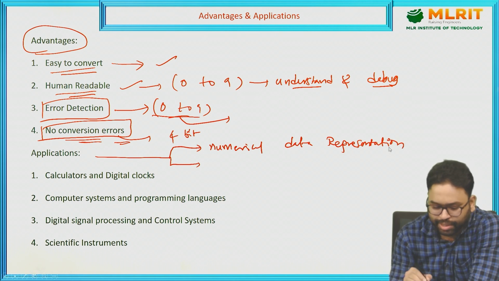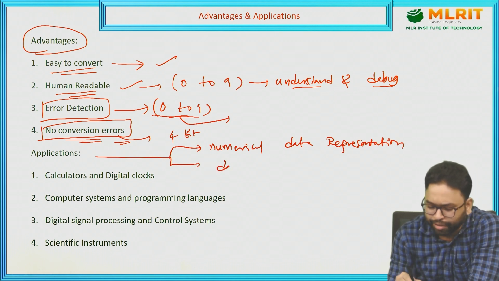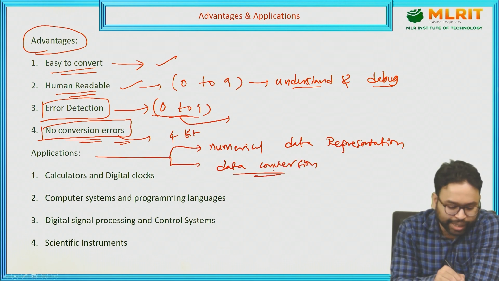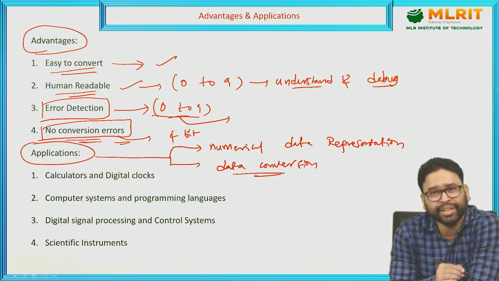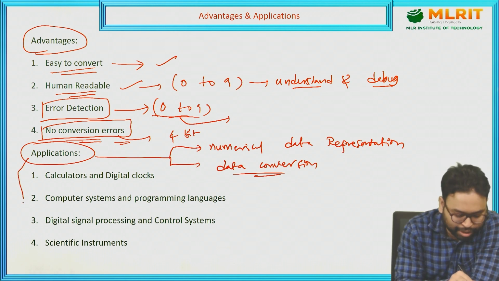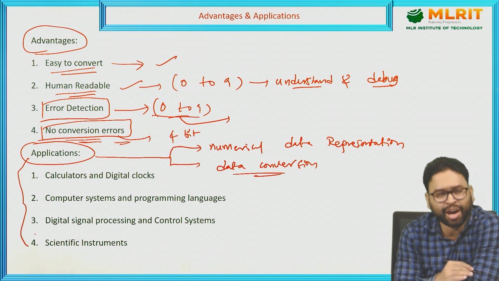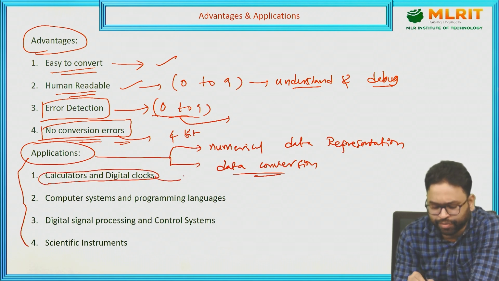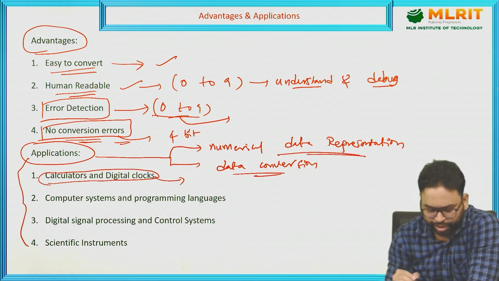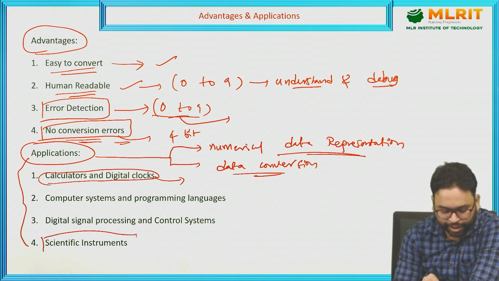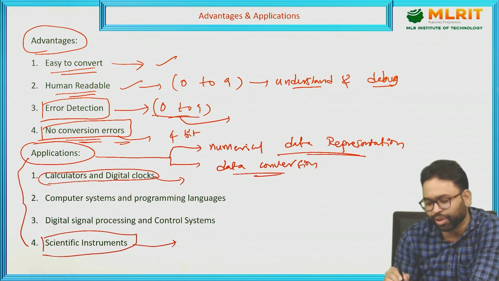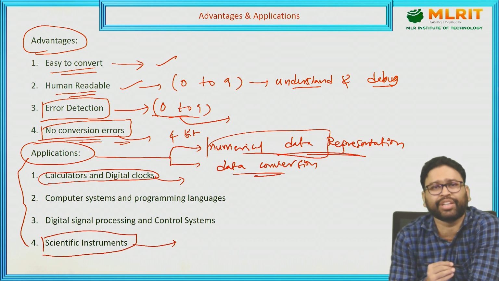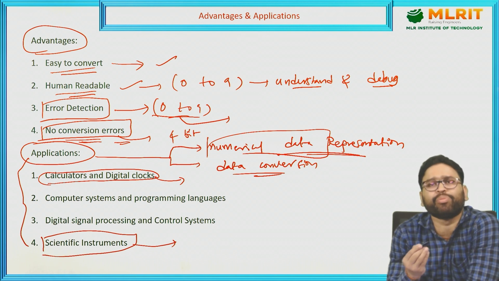Okay, the second one will be data conversion. Depending on these, the BCD code will be applicable in several major applications, and some of them I have represented here. For example, calculators and digital clocks. Here most often we are utilizing it for data representation, as well as scientific instruments. Here also we are majorly utilizing it for numerical data representation only. Okay, we don't need to convert any data. All we need to do is display the numerical data here.